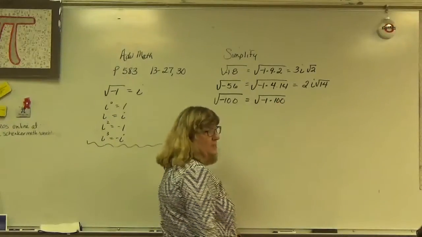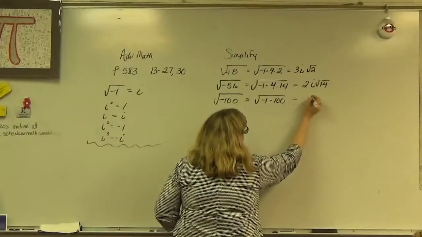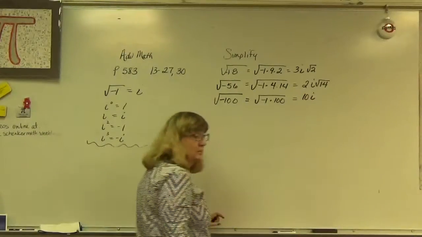What about 100? Isn't 100 a perfect square? Yeah, it's just 10. So the square root of a negative 1 is i, and the square root of 100 is 10.